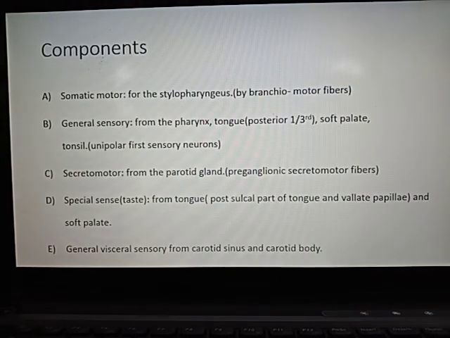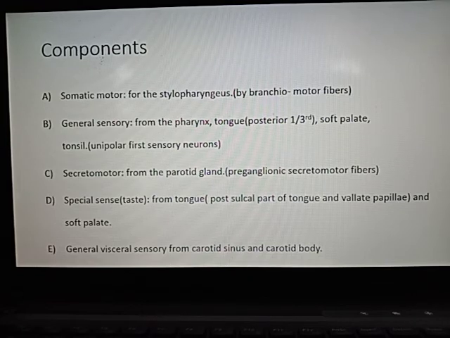Then come to the components of this glossopharyngeal nerve. It is a mixed nerve, so it has some motor component and some sensory component. The motor component is for the stylopharyngeus muscle. The stylopharyngeus muscle comes from the third branchial arch, and this glossopharyngeal nerve is also the nerve of the third branchial arch. And this branchiomotor fiber supplies the muscle, arising from the upper part of the nucleus ambiguus.